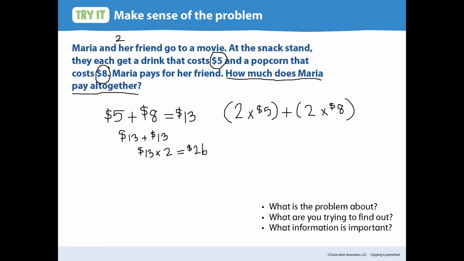So the price of the drinks is $10 for both, plus the price of the popcorns is $16 for both. And when we add those together, we also get $26. So we've solved this in two different ways.